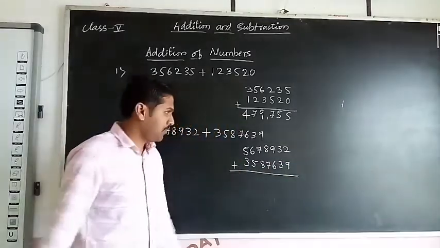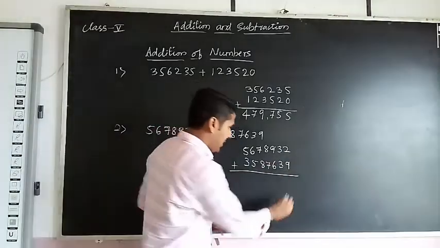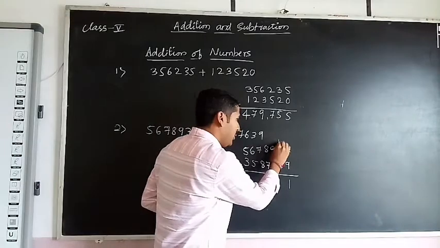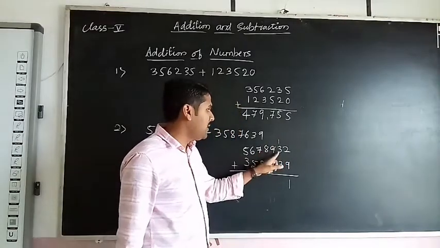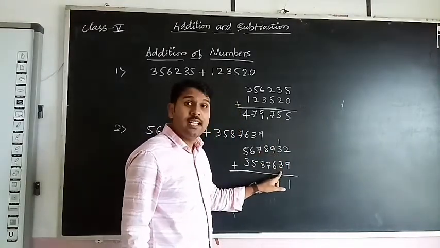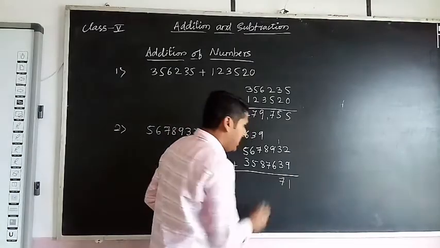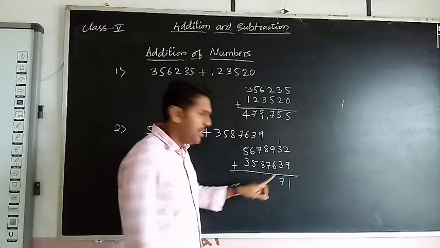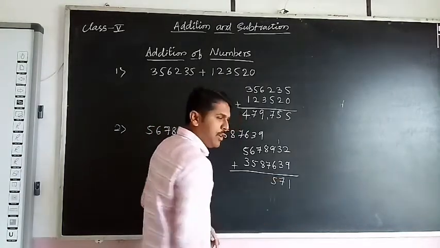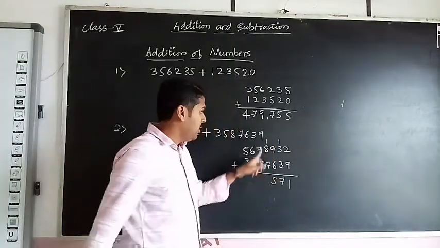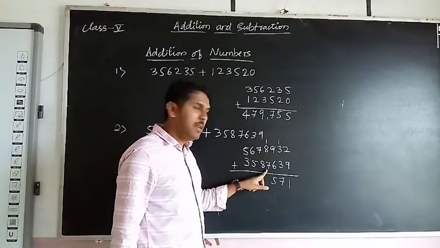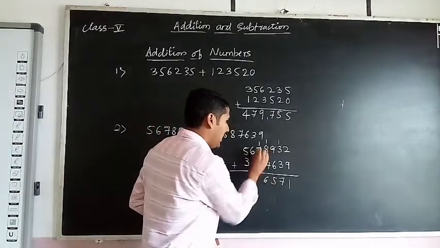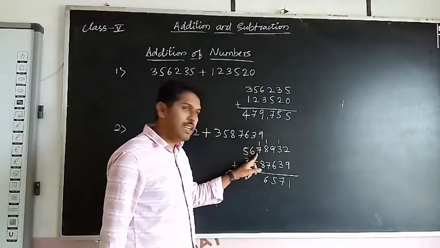Add it. 2 plus 9, 11, 1. So carry. So here 1 carry. 1 plus 3, 4. 4 plus 3, 7. 4 plus 3, 7. 9 plus 6, how much? 9 plus 6, 15, no? So write down only 5, 1 carry. 1 plus 8, 9. 9 plus 7, 16. 16, so 1 carry. Next, 1 plus 7, 8.